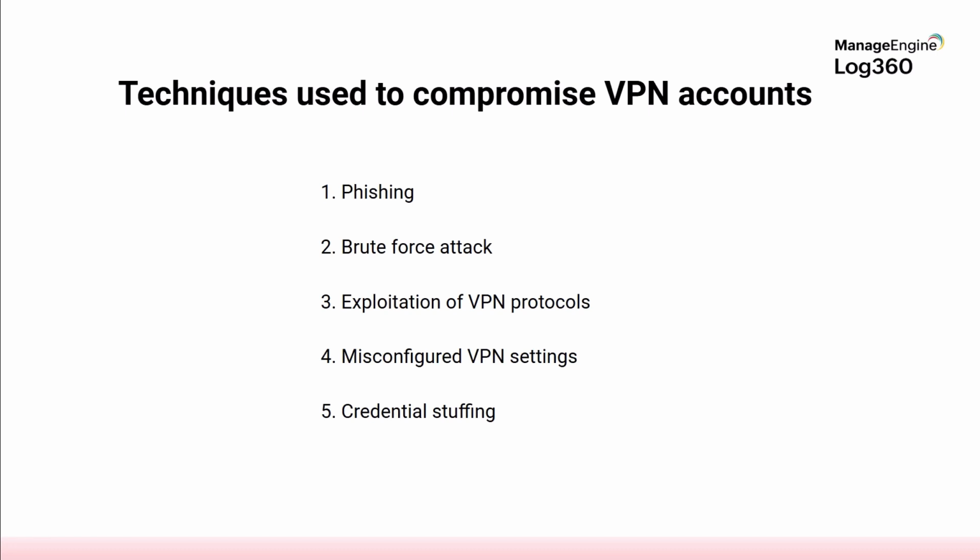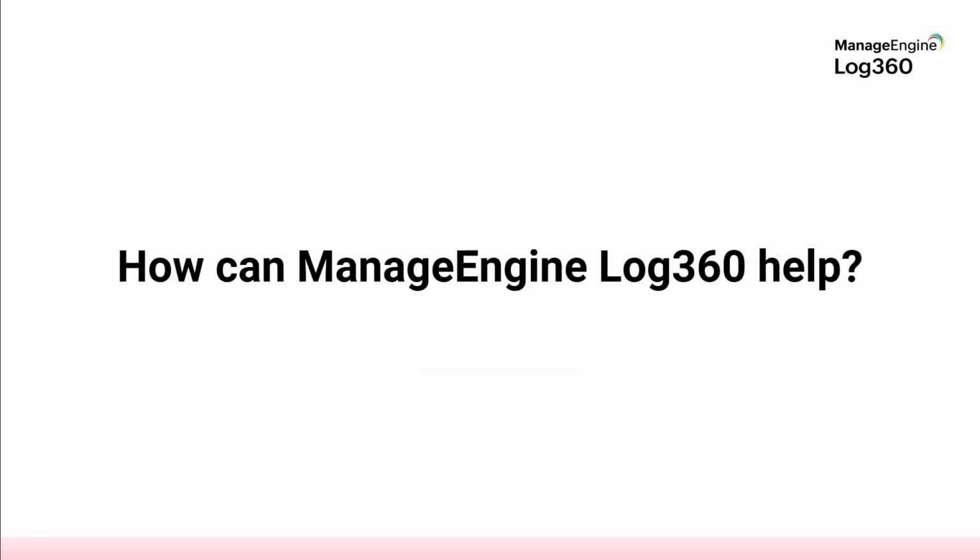Therefore, it is imperative to monitor abnormal VPN logons as they may indicate an impending attack such as a ransomware attack, supply chain attack, or DDoS attack. Now let's see how a unified SIEM solution like Log360 can help you detect such abnormal VPN logons.